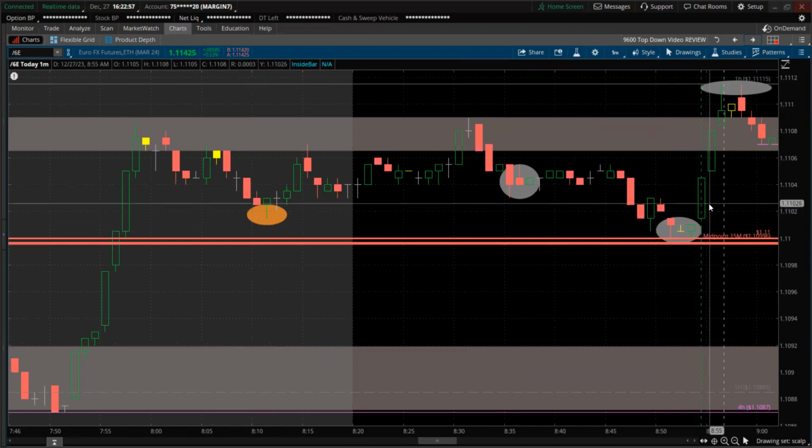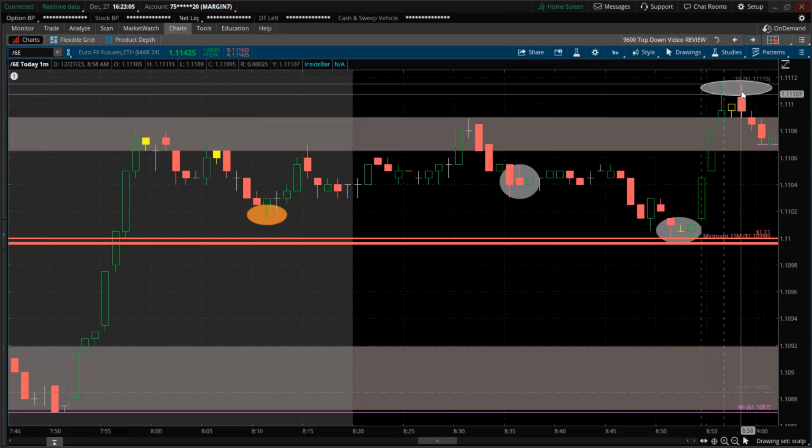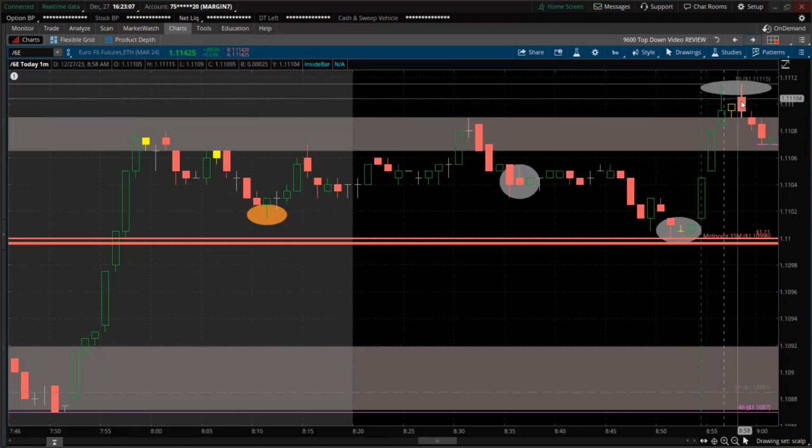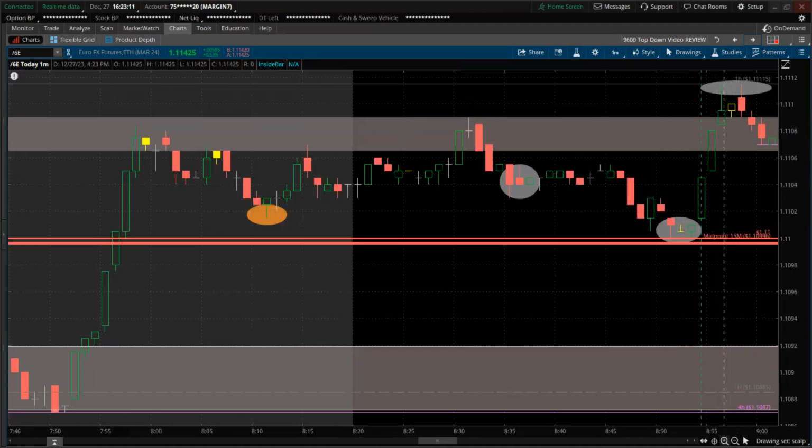And I had a working order to take profits, ran up, took profits in this green candle. It was nice. It went a little bit higher. That green candle went a little bit higher than that red candle, and then sold off. So again, scalping in and out. Happy camper. Let's continue. Here's the 9 o'clock hour.